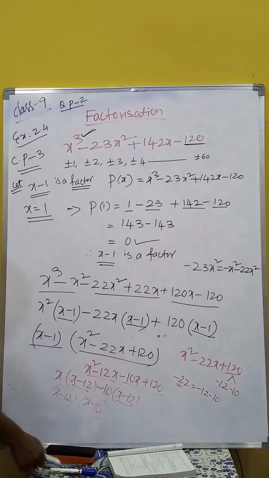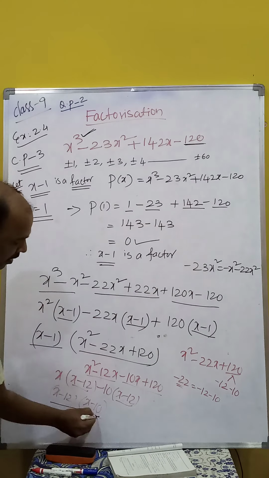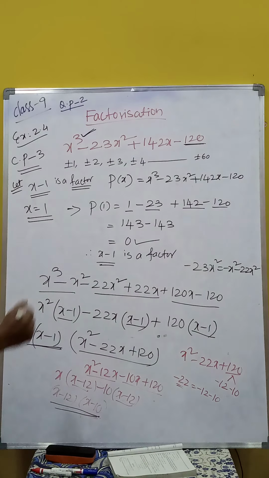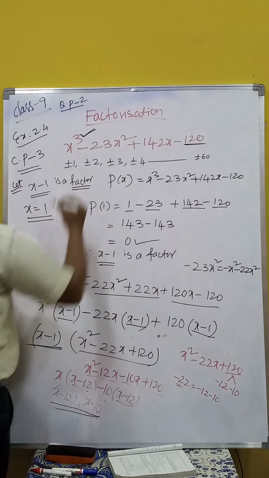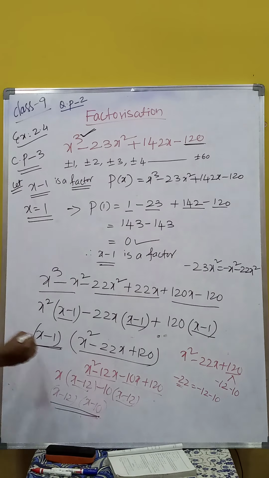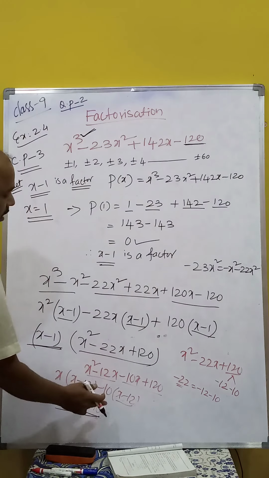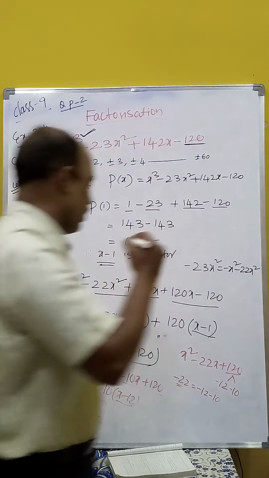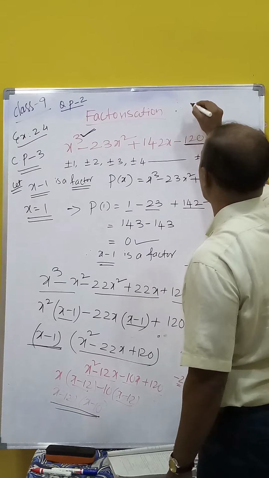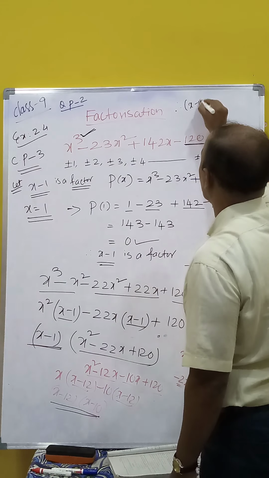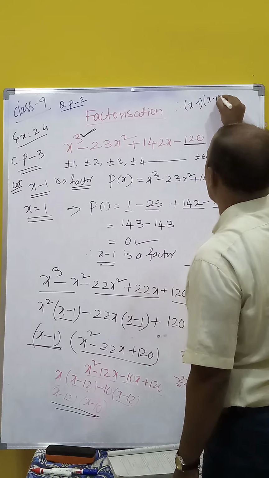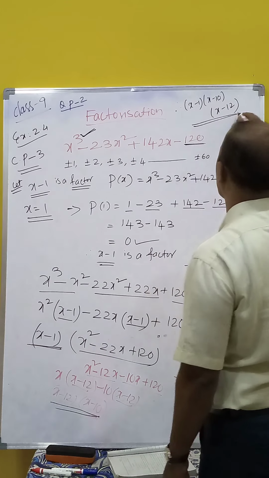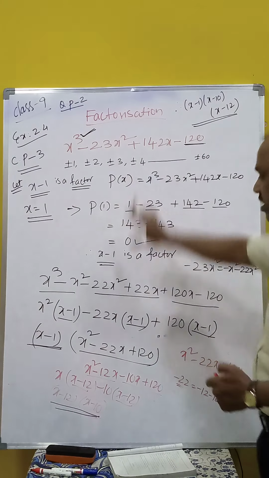Now how many factors are here? x minus 12 and x minus 10. Two factors. Here we already know x minus 1 is a factor. According to this cubic polynomial, how many factors are there? Three factors are present: x minus 1, x minus 12 and x minus 10. Therefore, finally, what do we have to write? The factors are x minus 1, x minus 10 and x minus 12. Total 3 factors are present. This is the first method.